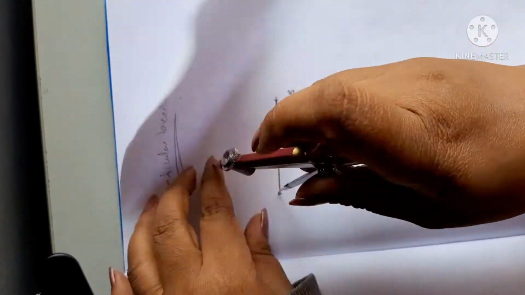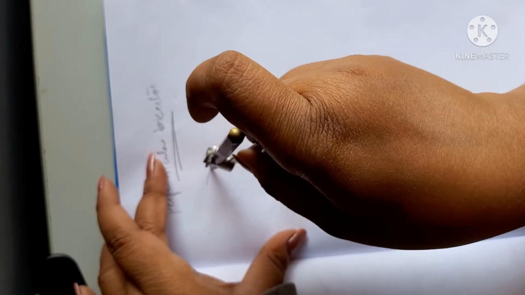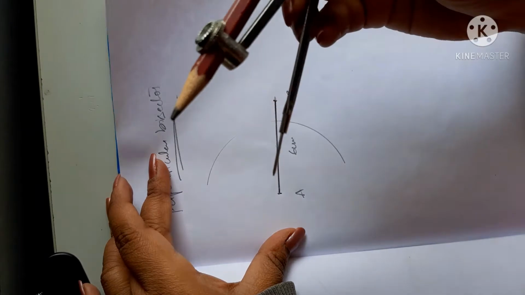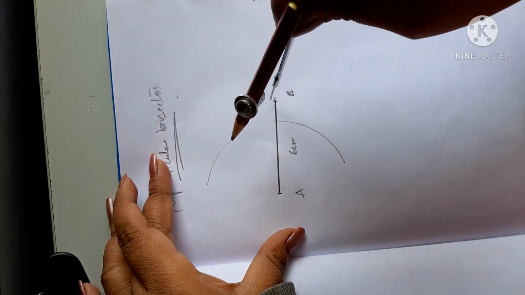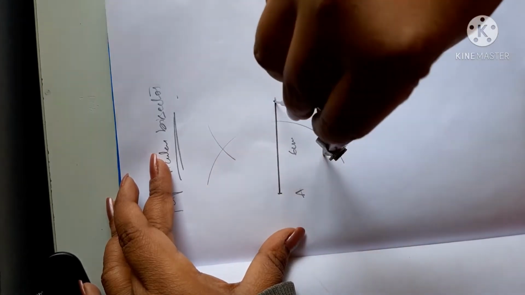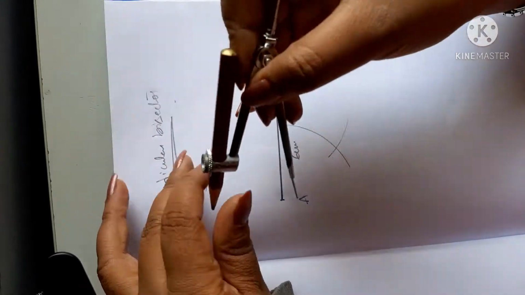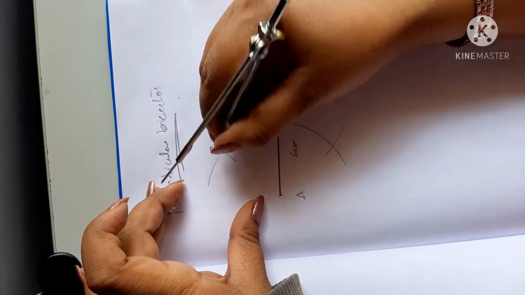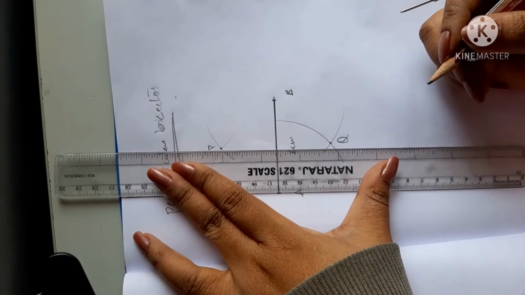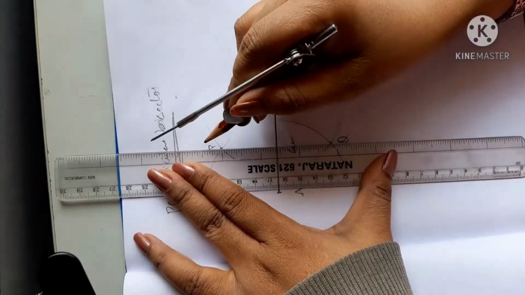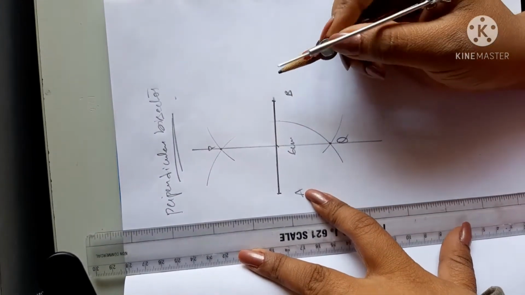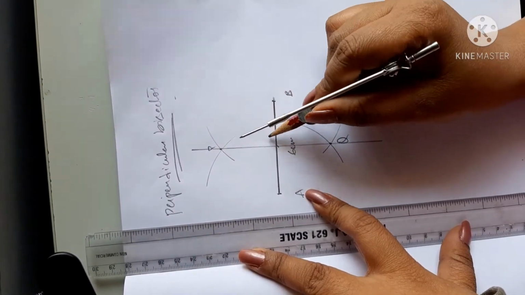Now from your point A, draw an arc on top and bottom. Now with the same measurement, by making B as the center, draw an arc with the same radius, on top and bottom. Wherever these two arcs intersect, name them P and Q. Join P and Q. This PQ exactly intersects AB at its midpoint, at 90 degrees.